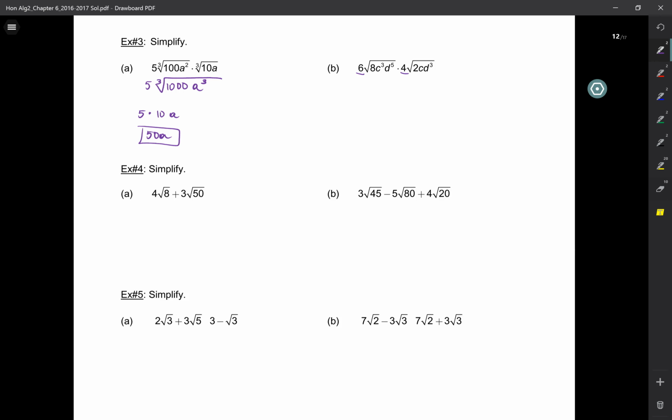Okay? So 6 times 4 is 24. And in the square root, I have 8 times 2, 16. And how many C's? And how many D's? 8. Right? So then finally, it's 24 times 4. How many C's come out? C squared, and how many D's? D to the 4. So 24 times 4, 96 C squared D to the 4.